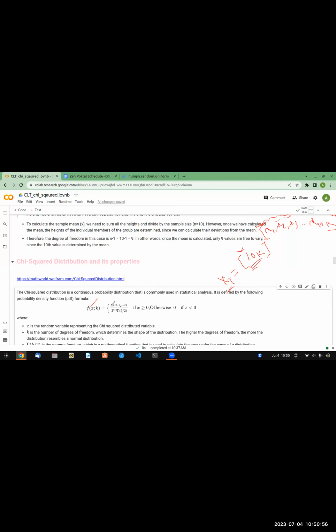I told you yesterday, y equal to f of x. How are we plotting the graph? We are putting one x and calculating y, and we get a point x and y. This is x1, y1, another point x2, y2, another point x3, y3. When we join that, we get that distribution, right?